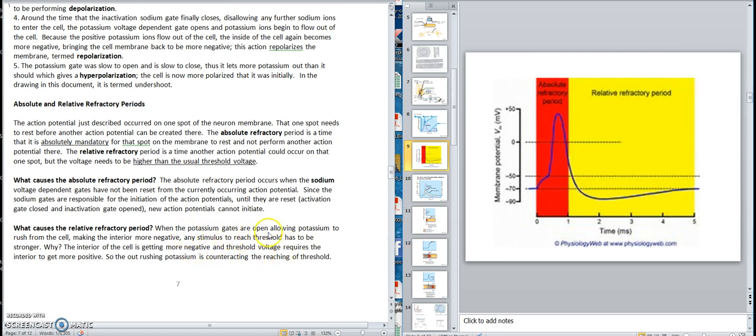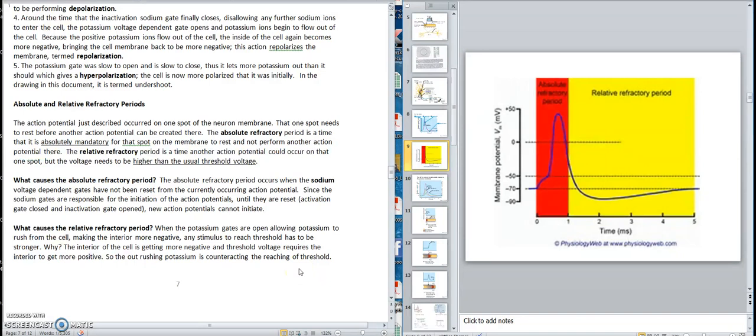So when the potassium gates are open, allowing potassium to rush from the cell and making the interior more negative, any stimulus to reach threshold has to be stronger. Why? The interior of the cell is getting more negative, and threshold voltage requires the interior to get more positive. So the outrush of potassium is counteracting the reaching of threshold.